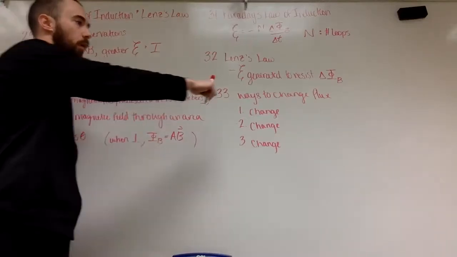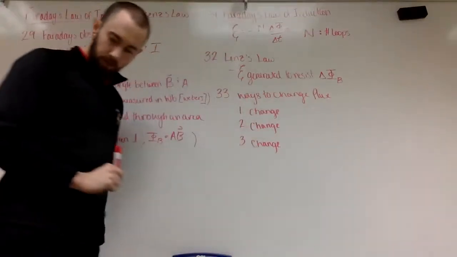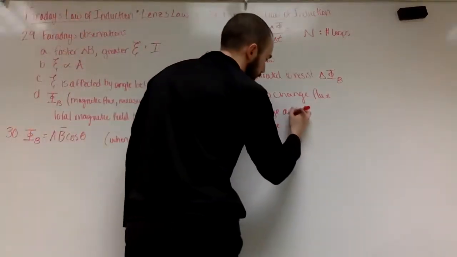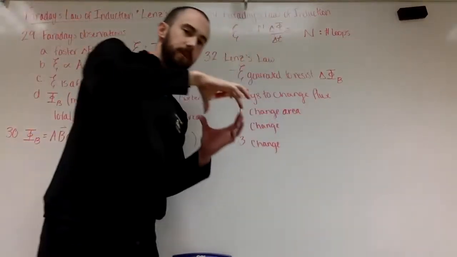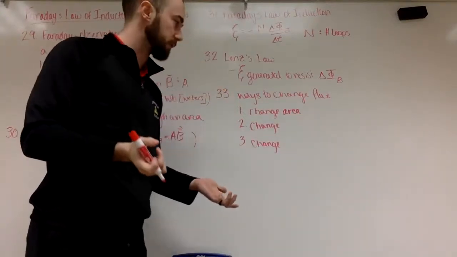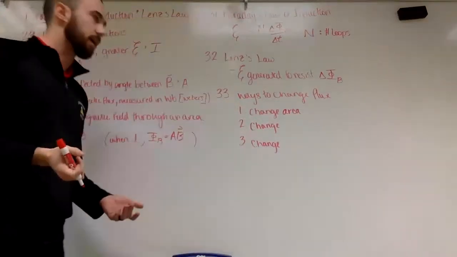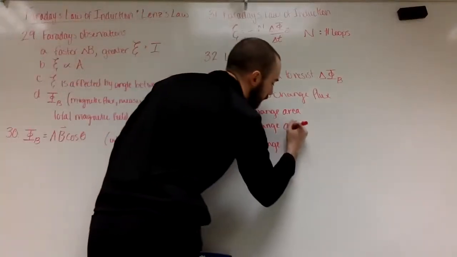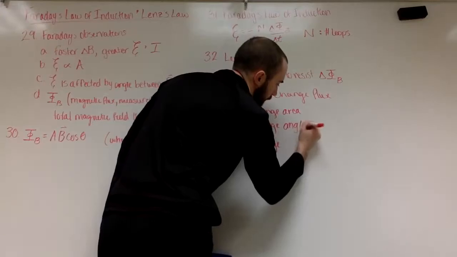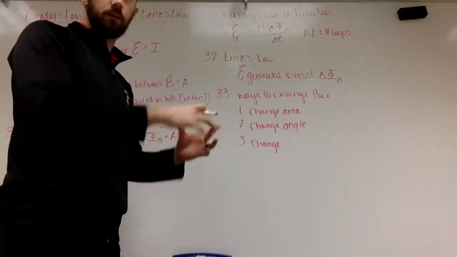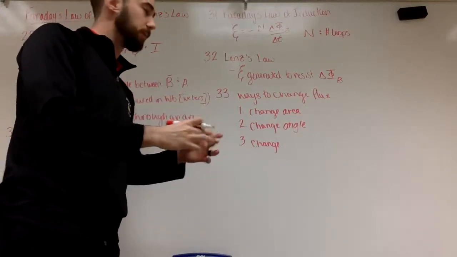So what are the ways you can change flux? The most obvious way is to just squeeze the loop. So if I have a loop, it's got a magnetic field through it, and I go and I flatten it down, it's going to have a change in flux there. So you can just change the area of it, and that's going to change your flux. The next way is to change the angle between the magnetic field and the loop.